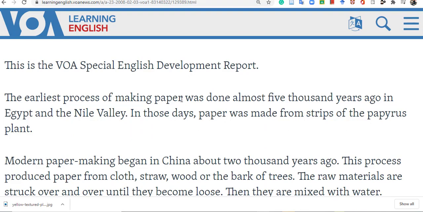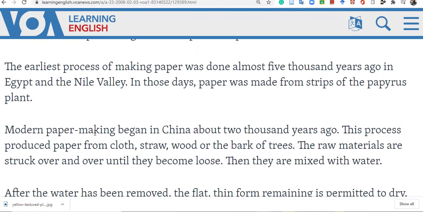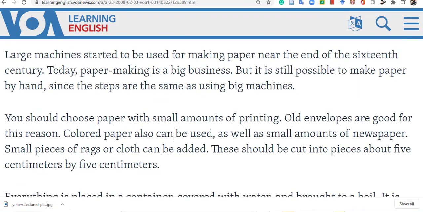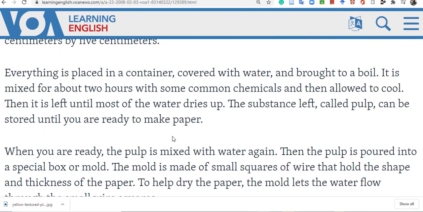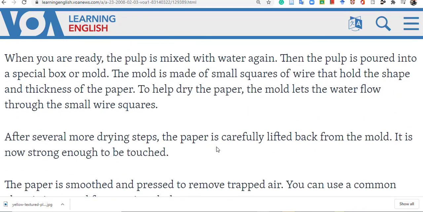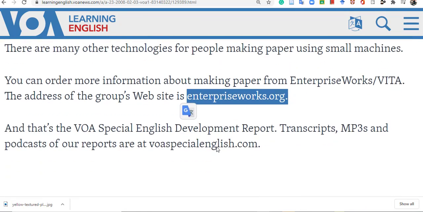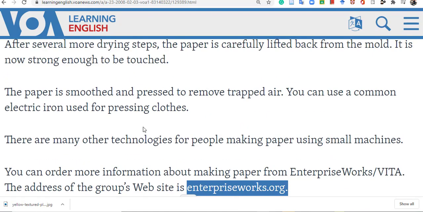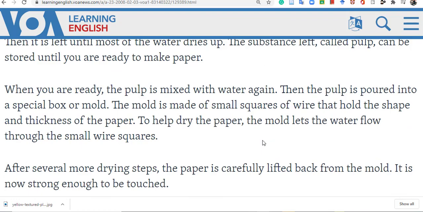Anyway, after watching this video, the teacher will have a lot of questions regarding the history of making paper from the past until modern paper making, and how we make the paper, and what processes people do in order to make a good modern paper.